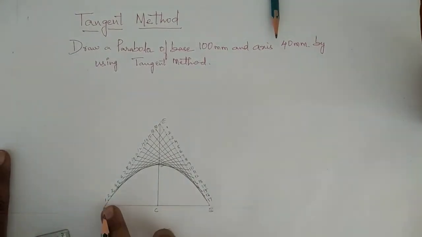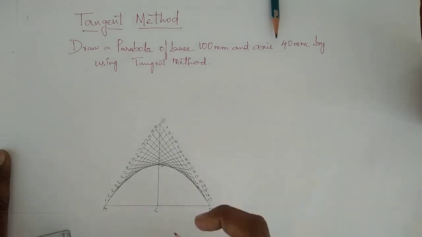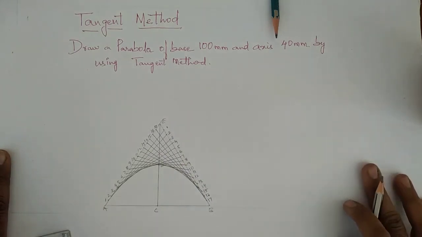So this is the shape of the parabolic curve you are going to get by this tangent method. This is the methodology we use for the construction of a parabola by using the tangent method. In the next video I am going to explain how to draw a parabola by using the rectangle method.